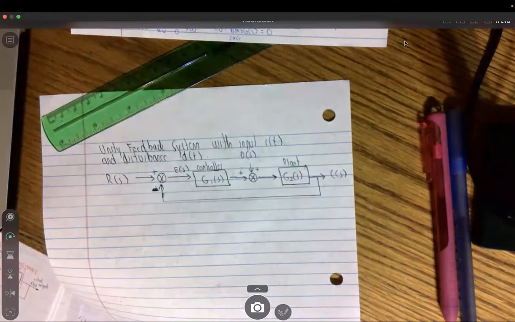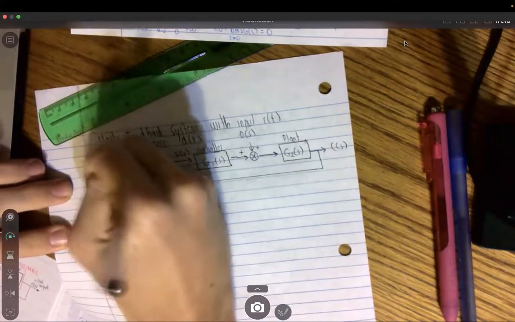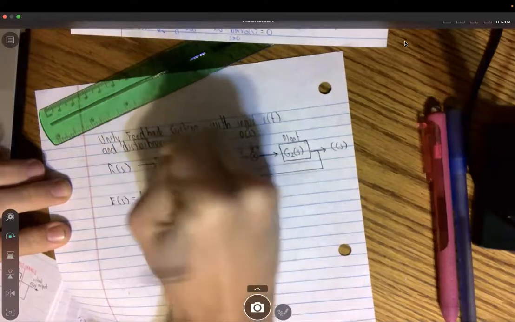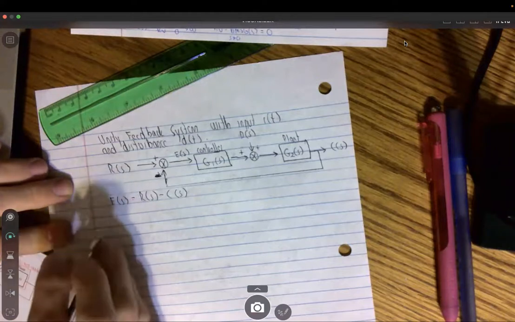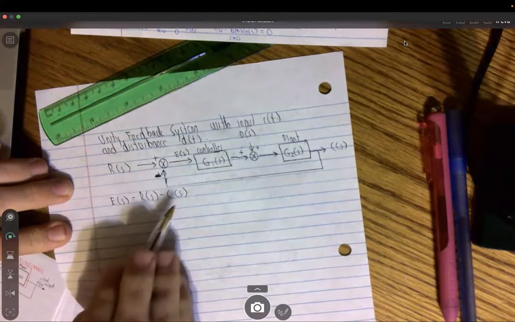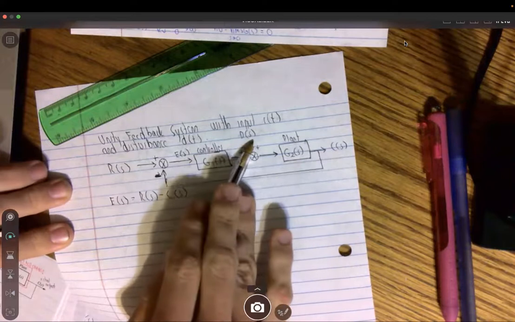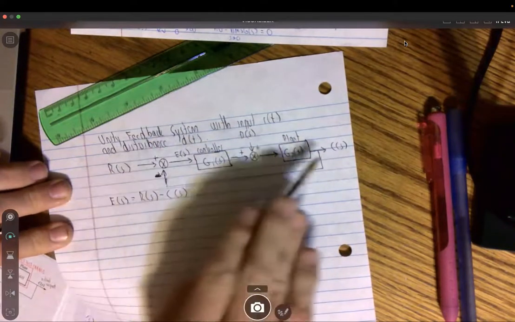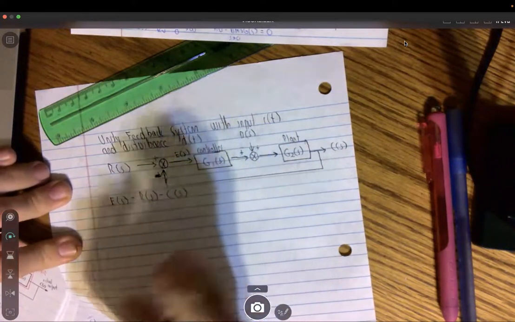So remember, in order to calculate the steady state error, E of S, your error is defined as R of S minus C of S. And so we need to calculate what C of S is here. We know what our input is, but we don't know what our C of S is. So we have to look at what our output is when we have no disturbance, and what our output is when we have no input. Then we sum the two together using superposition to find out what C of S is.